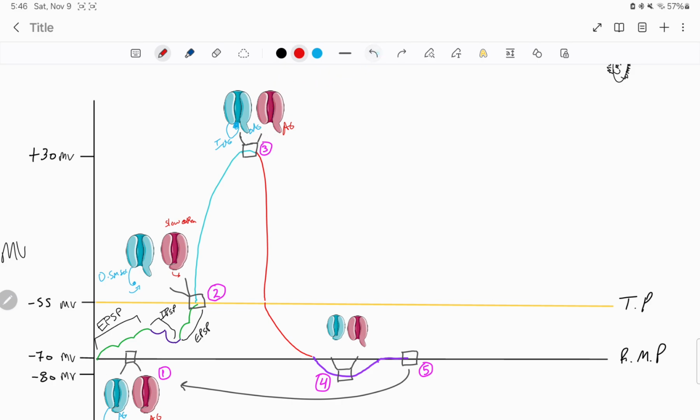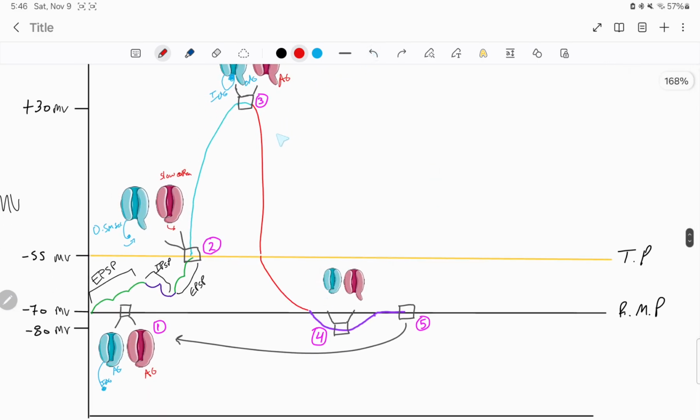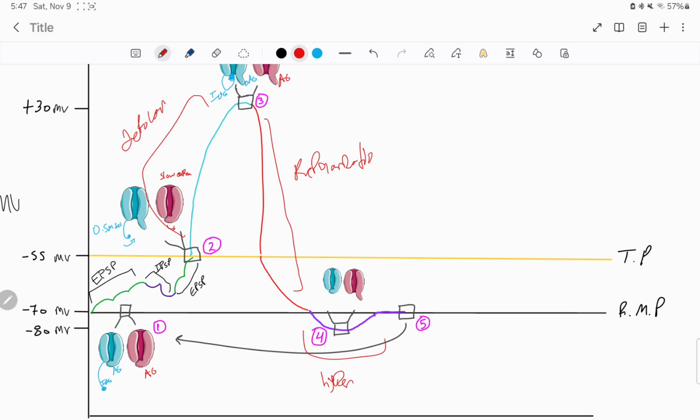Now, potassium is going to continue to leave the cell until down here. Okay, it's going to cause a hyperpolarization event. So this portion is repolarization, okay, from here to about here. And then this portion to here is hyperpolarization, okay? And then, of course, here to here was depolarization, okay? You guys already know that. Just want to make sure you guys know this stuff, okay?